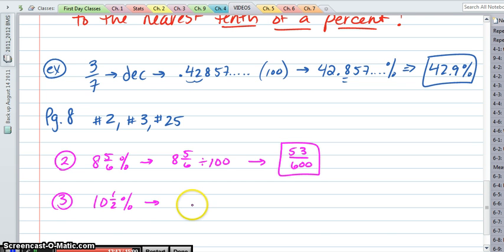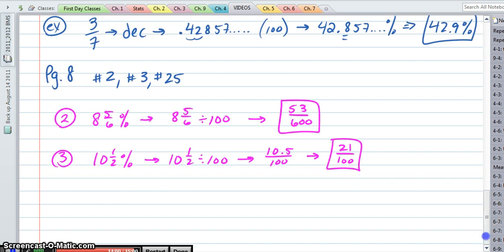You could do this a couple of different ways. You could do it like the way we did it before, or you could write 10.5 over 100 and then multiply by 10 to move the decimal and simplify. Either way, you should get a final simplified answer of 21 over 100.